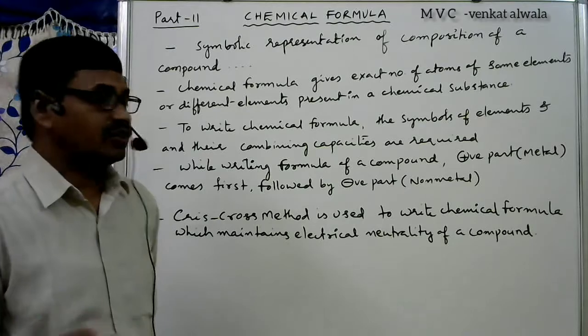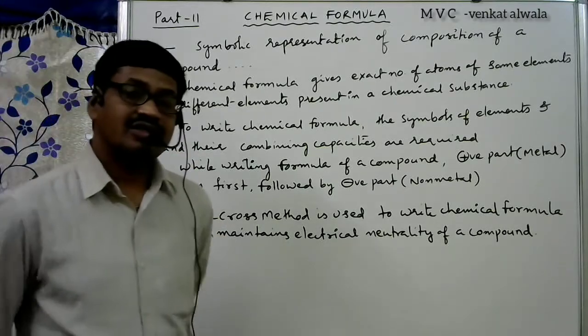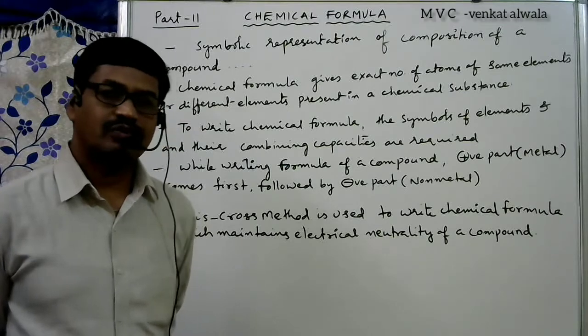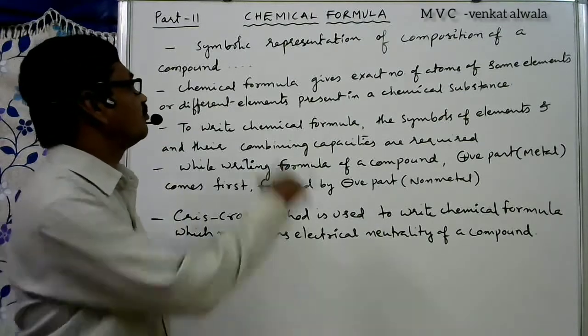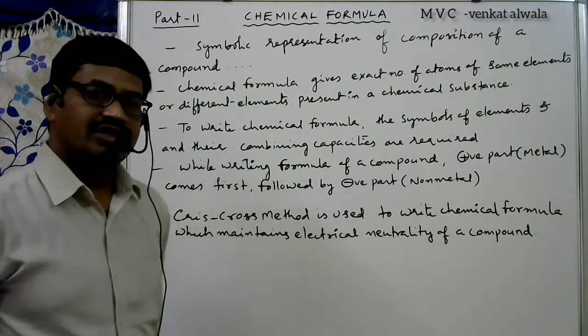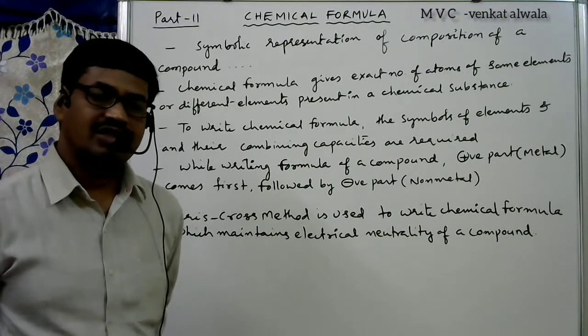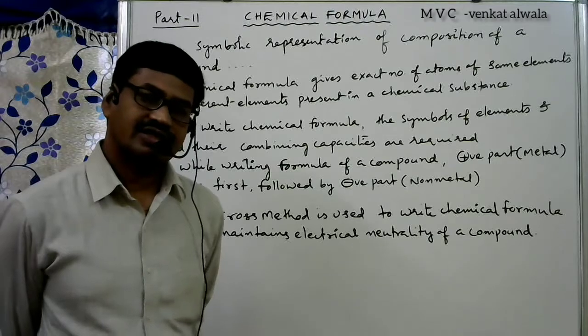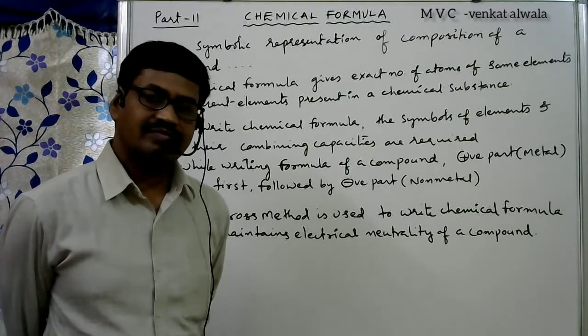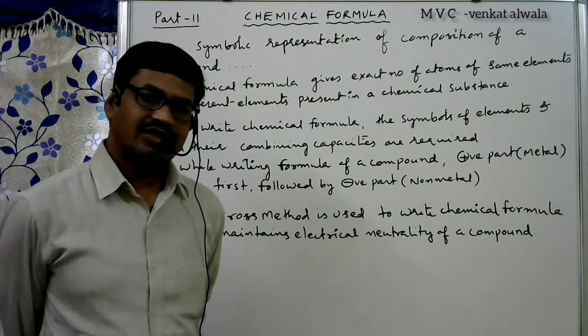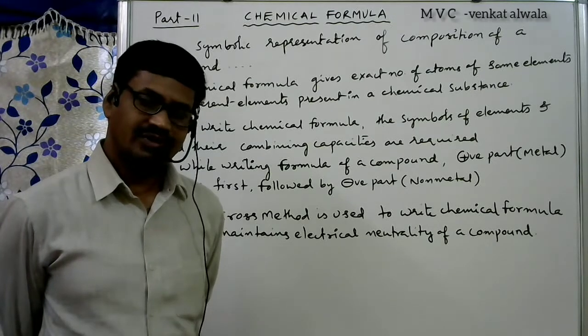What does chemical formula mean? A chemical formula is simply a symbolic representation of the composition of a compound. You know, water is a chemical name. So, what is the chemical formula of water? H2O. You know that. Carbon dioxide.